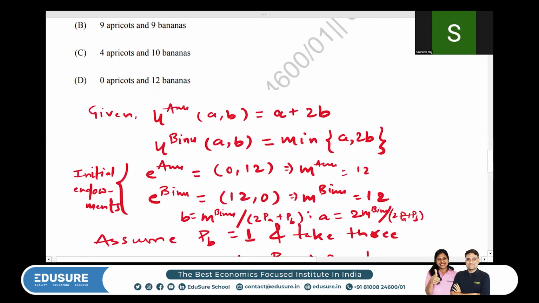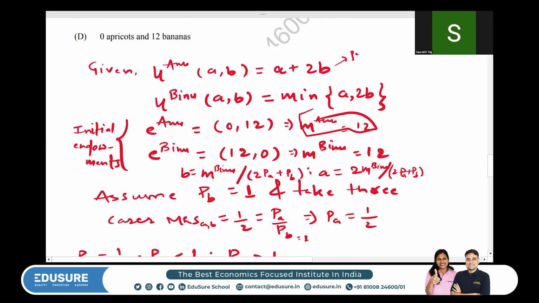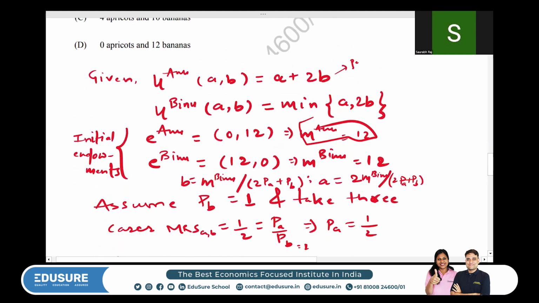A utility function is given for both individuals. Anu has a perfect substitute type utility function, and Binu has a perfect complement type. Initial endowments are given: Anu has 0 apricot and 12 banana, and Binu has 12 apricot and 0 banana. So we can figure out the income for both persons, and then we will calculate the optimal outcome of Binu, so it is a perfect complement thing.